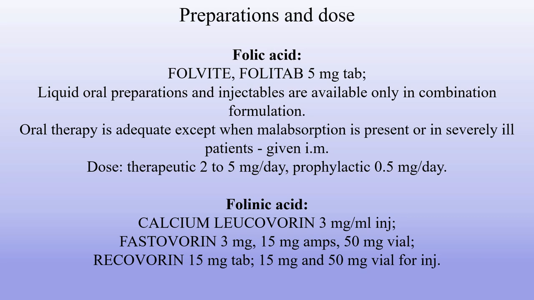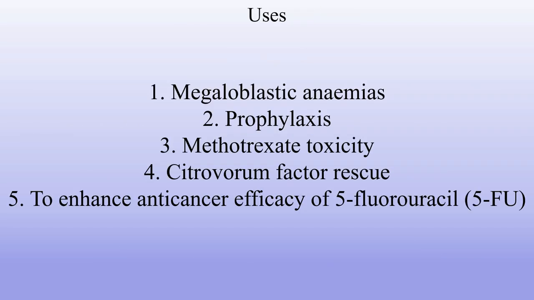And folinic acid: calcium leucovorin 3 mg per milliliter injection, Fastovorin 3 mg, 15 mg ampules, 50 mg vial, and Recovorin 15 mg tablets, 15 mg and 50 mg vial for injection. Uses: megaloblastic anemias, prophylaxis, methotrexate toxicity, citrovorum factor rescue, and to enhance the anticancer efficacy of 5-fluorouracil.